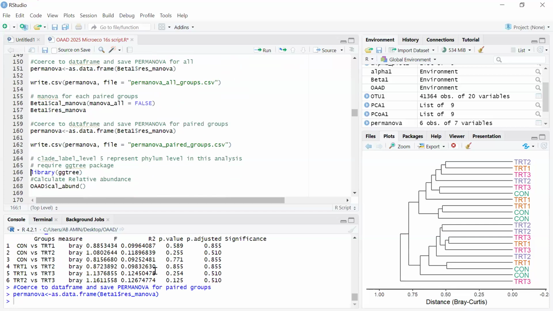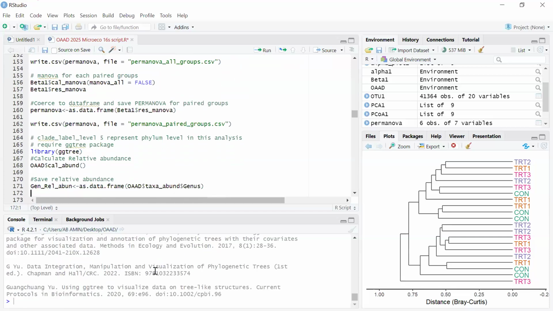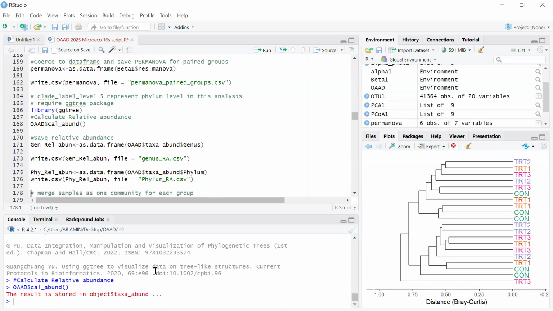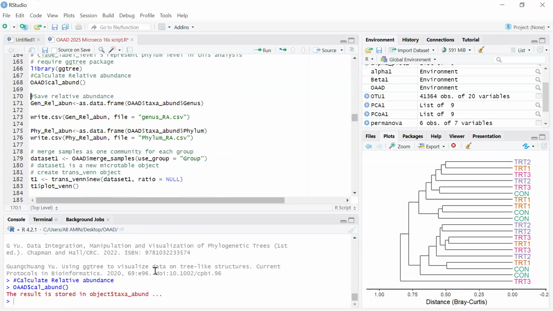So this is the GG3 and we have already calculated the relative abundance. We want to now see how we can draw a Venn diagram of the samples to show us which ones are having similar samples or similar taxa and which ones are having different OTUs.